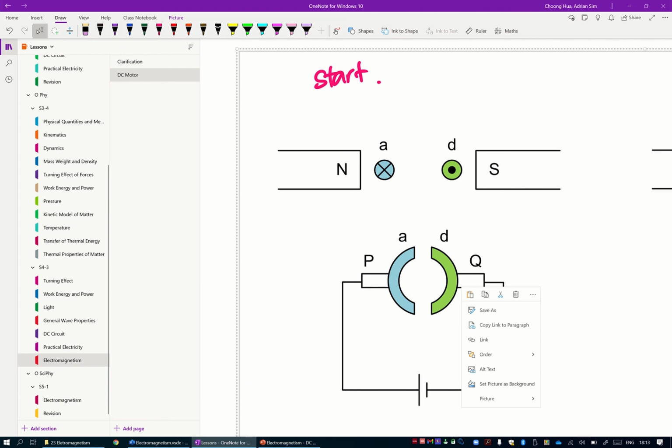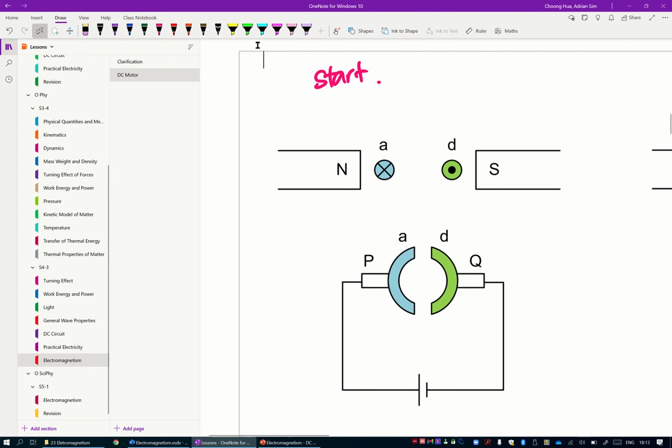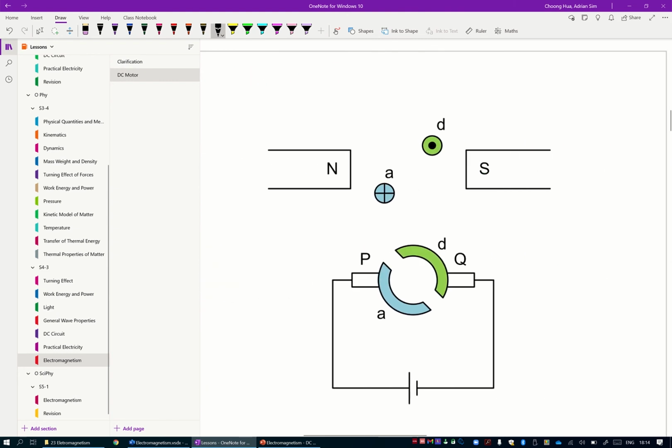Note that the split ring, indicated by the color code blue and green, not A and D, A and D is the coil, will turn together with the coil as shown here. So you continue.